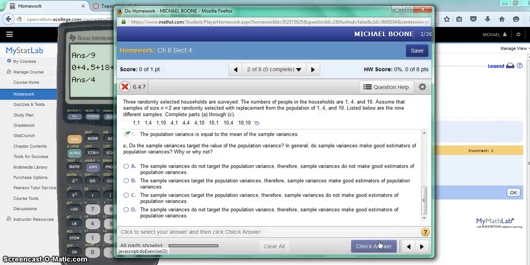And then lastly, do the sample variances target the value of the population variance? So we had sample variances of 0 all the way up to 40.5. Is that a good estimator of the population variance? So in the text, read, and this one should just pop out for you.